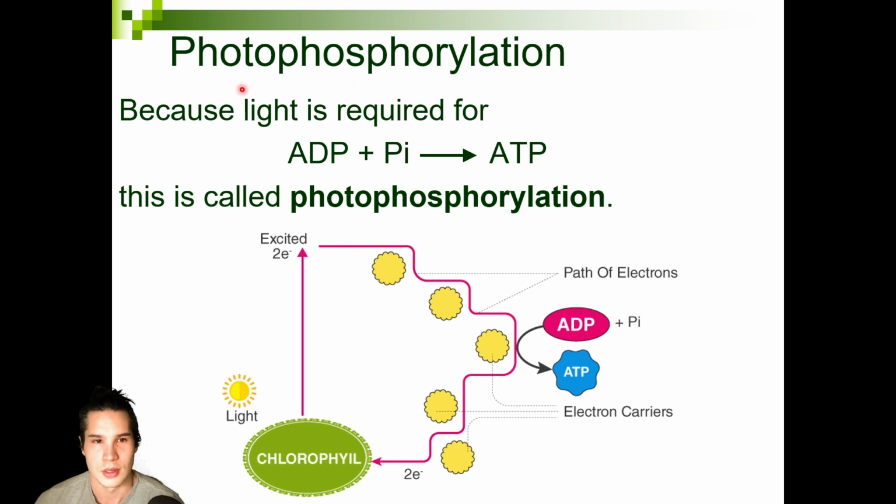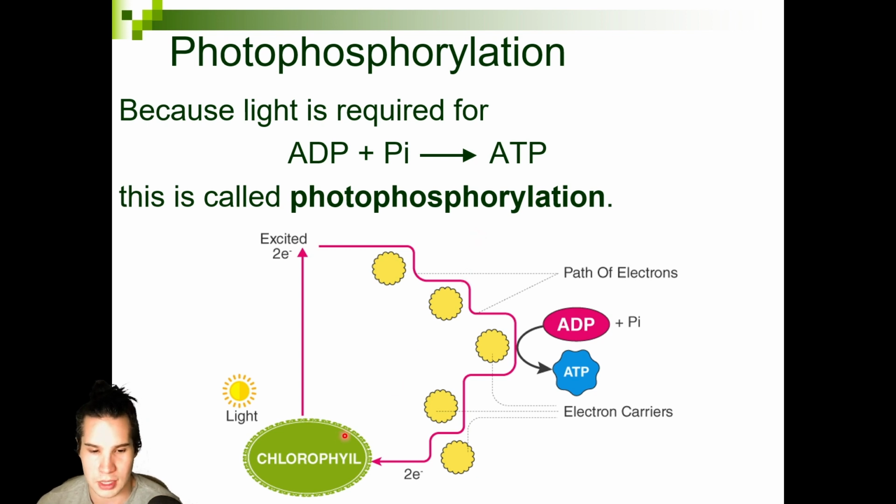So because light is used in this light reaction to create ATP, we call this photophosphorylation because light is required for it. And so the way ATP synthase makes ATP is it takes adenosine diphosphate, attaches it to an inorganic phosphate to make adenosine triphosphate. So we call it photophosphorylation.